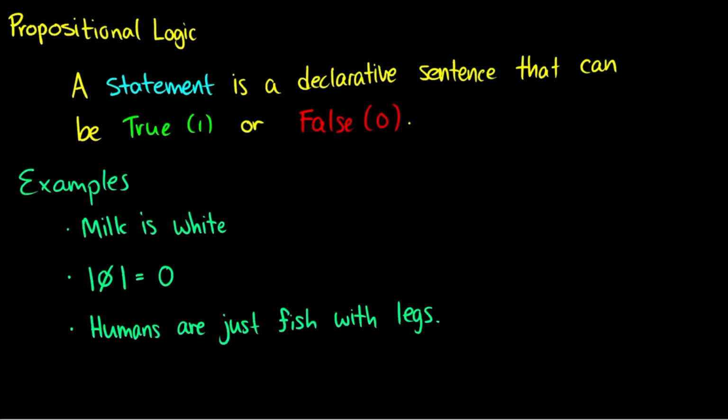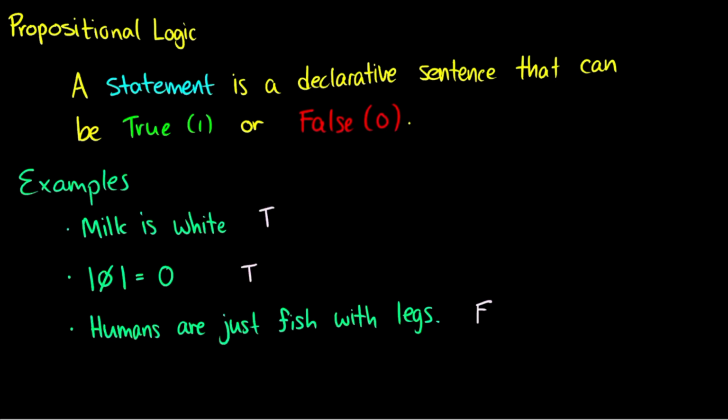Some examples of statements would be something like milk is white. This can be true or false. For the most part, it is true, but chocolate milk is brown, so that might not be white. Second example, the cardinality of the empty set is equal to 0. That is also true, so that is a statement. It can be true or false. And finally, humans are just fish with legs. Well, that's not true. We are not fish with legs. We're much more than that, so that's false.